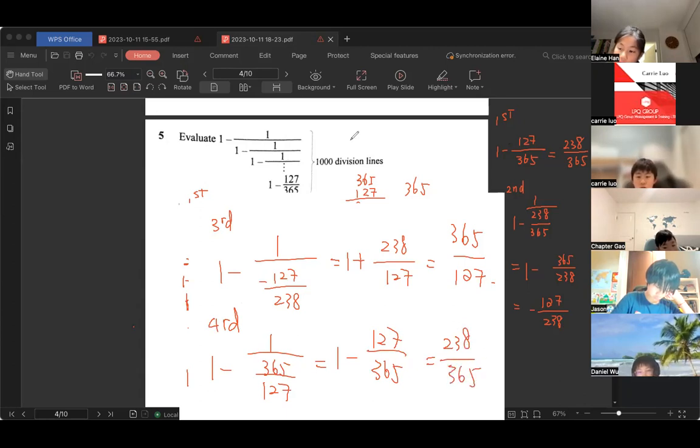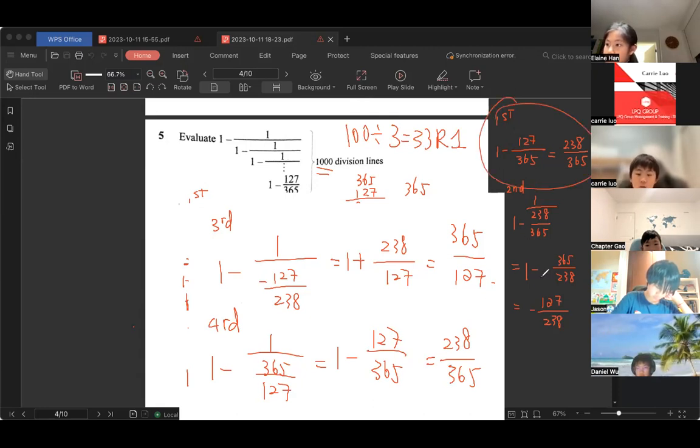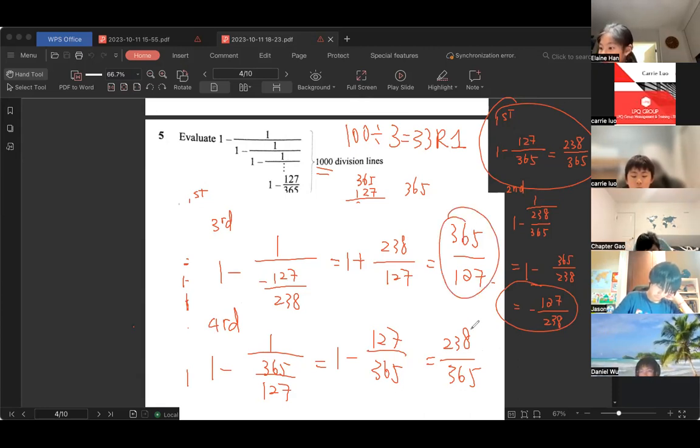So Daniel was right. He knows every three numbers they repeat, right, Daniel? So they're all together 100 division lines. So it's 100 divided by 3 equals 33, remainder is 1. So this is the remainder 1, this is the remainder 2. If you exactly have them with no remainder, that is the one. So the answer is 238 over 365.